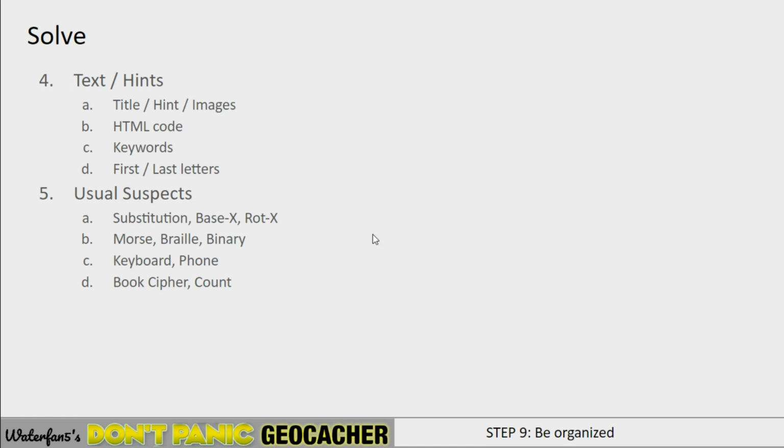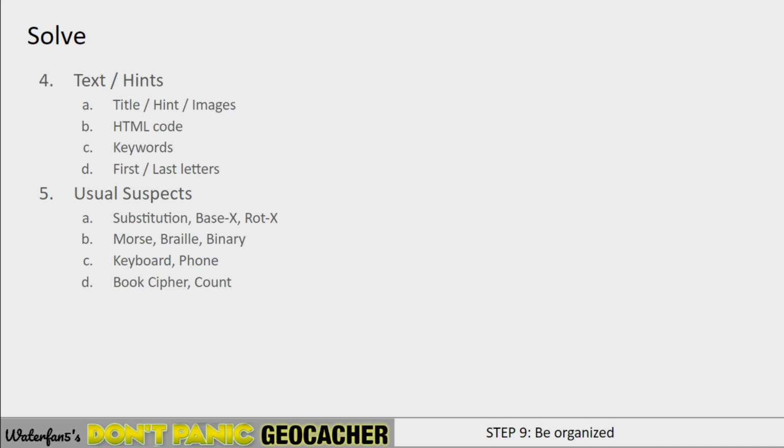You start reading the text, you start reading the hint, you start reading maybe the comments of the cache owner, and you start looking for extra information, right? Is there hidden HTML code text? Are there any keywords that might be a hint? Is there any of those first and last letters? All those tips that I gave you in this video.